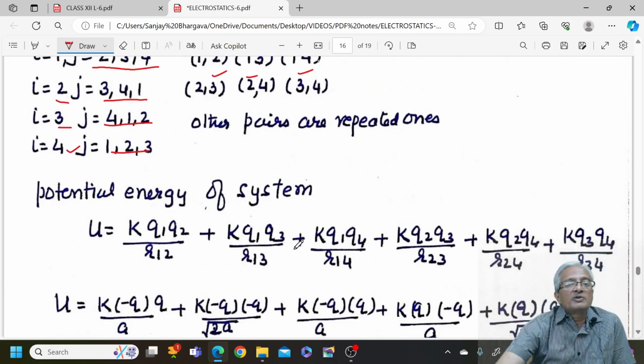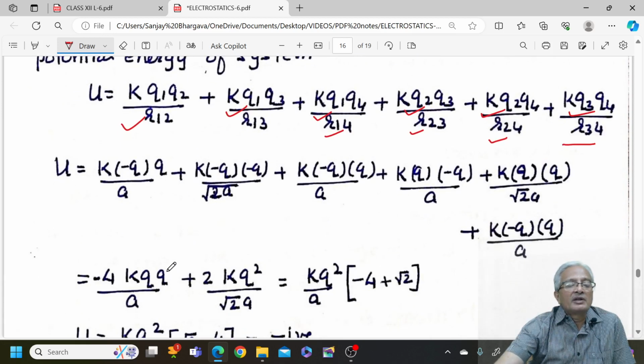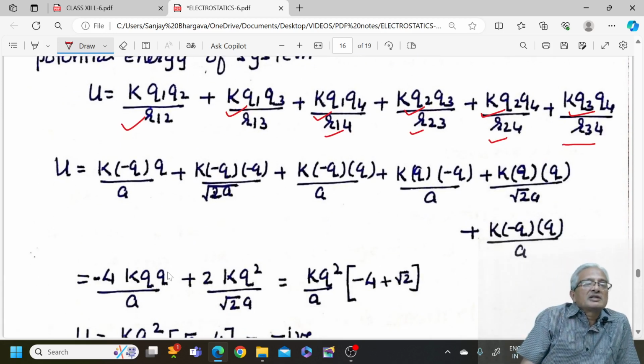So potential energy of the system is given by K Q1 Q2 upon R12, K Q1 Q3 upon R13, K Q1 Q4 upon R14, K Q2 Q3 upon R23 plus K Q2 Q4 upon R24, K Q3 Q4 upon R34. Substitute the values of Q1, Q2 and the distances. So the first term is K minus Q squared upon A. Then Q1 Q3 is K Q squared upon root 2A. Then K minus Q squared upon A, K minus Q squared upon A, K Q squared upon root 2A, and K minus Q squared upon A.